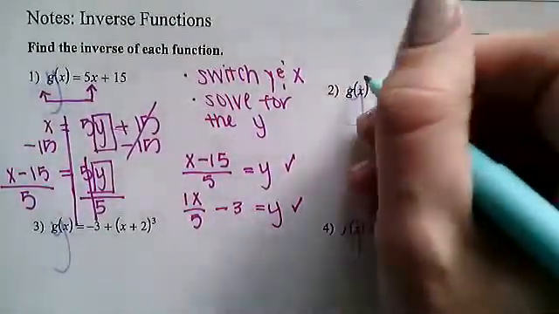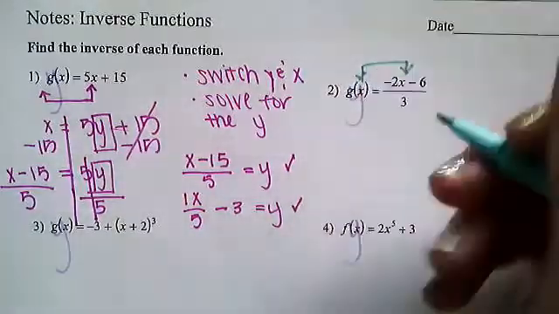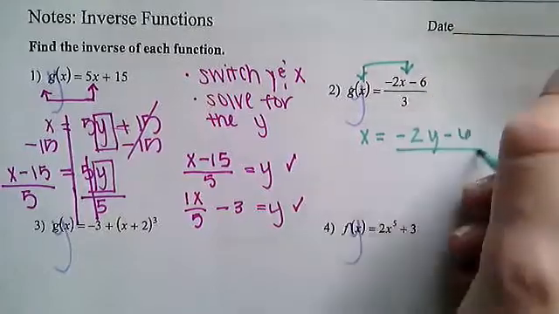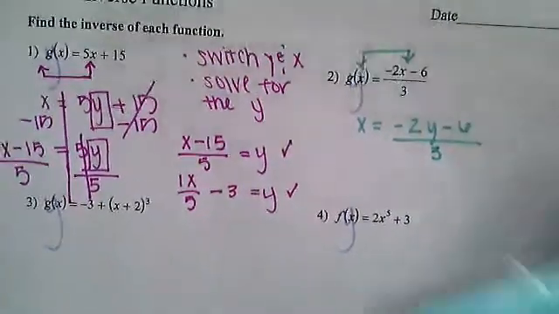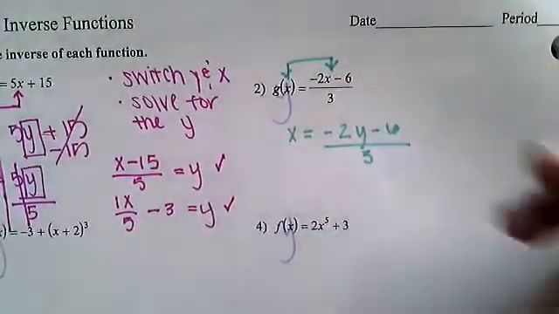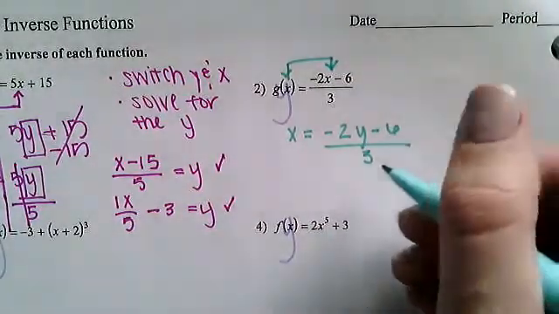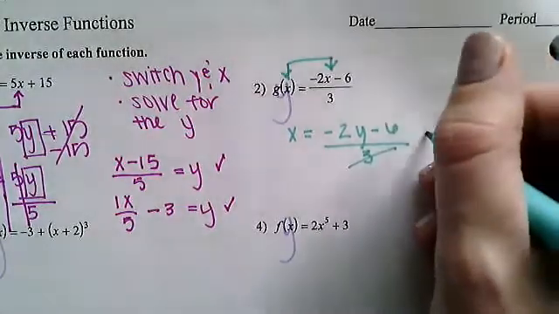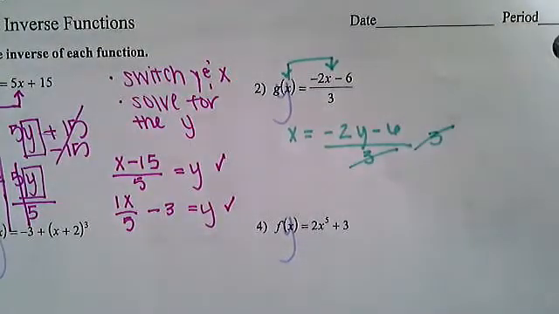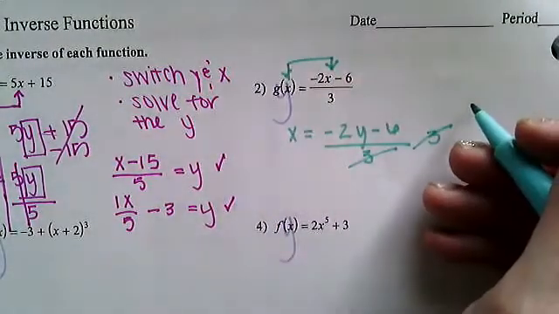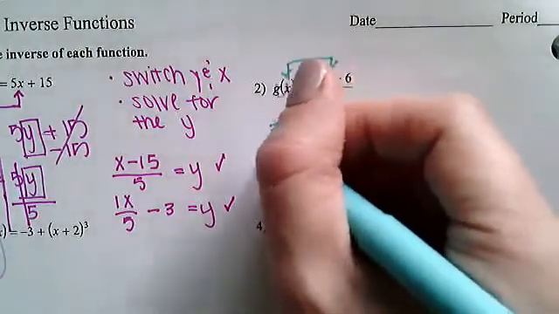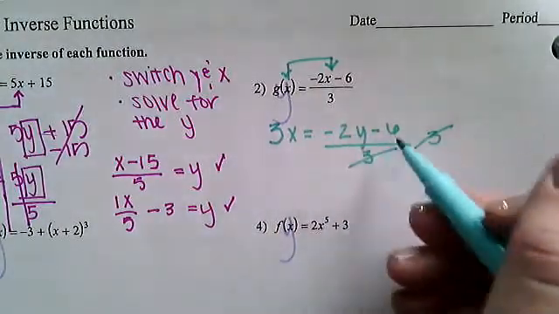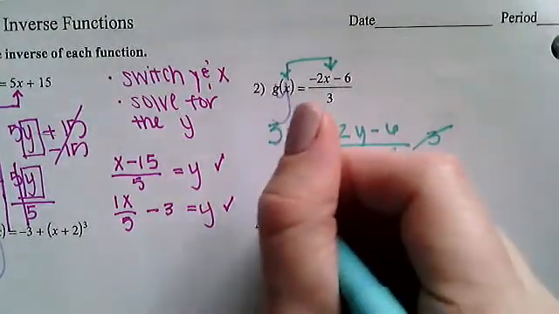So here we're going to go ahead and switch our x and our y, just like so. And then our mission here is to get the y by itself. So for this one, there's that lonely 3 in the bottom. So we're going to get rid of that 3 first. Since it's division, we have to multiply by 3 to cancel. And what we do on one side, we have to do to the other. So we'll have 3x equals negative 2y minus 6.